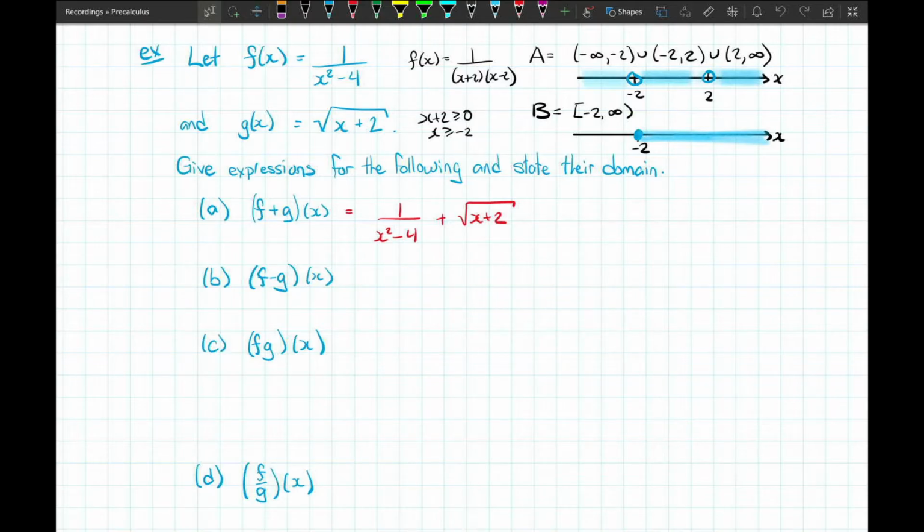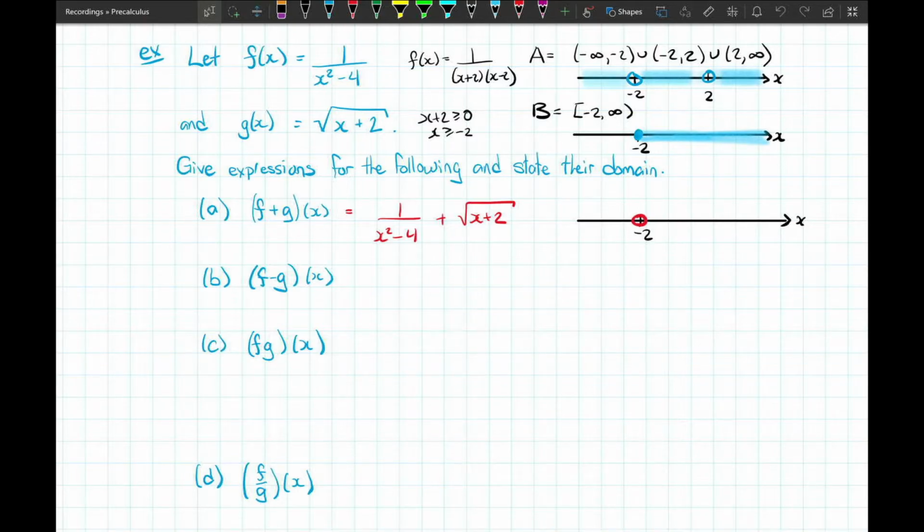So, taking a look at a number line, the interval from negative infinity to negative 2 is not included in the domain of g. So we'll have to omit that interval. The value x equals negative 2 is not in the domain of f. So we'll have to omit that value. That means that we'll have an open circle at negative 2.